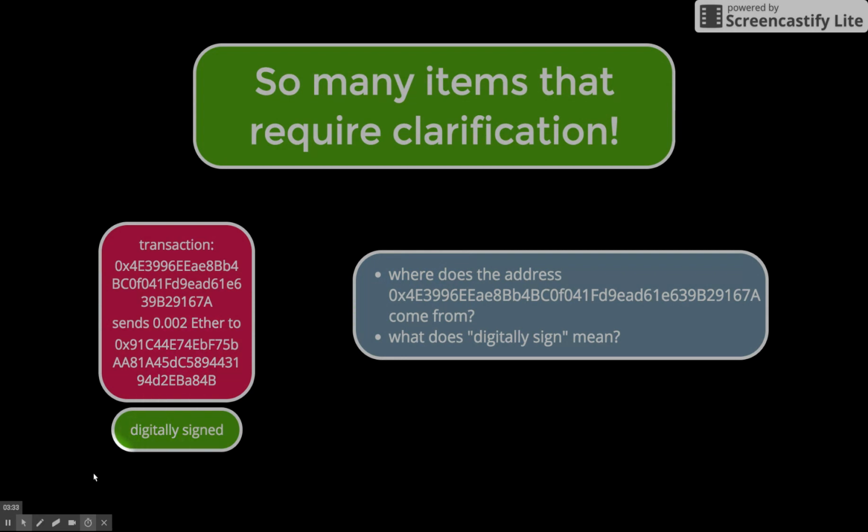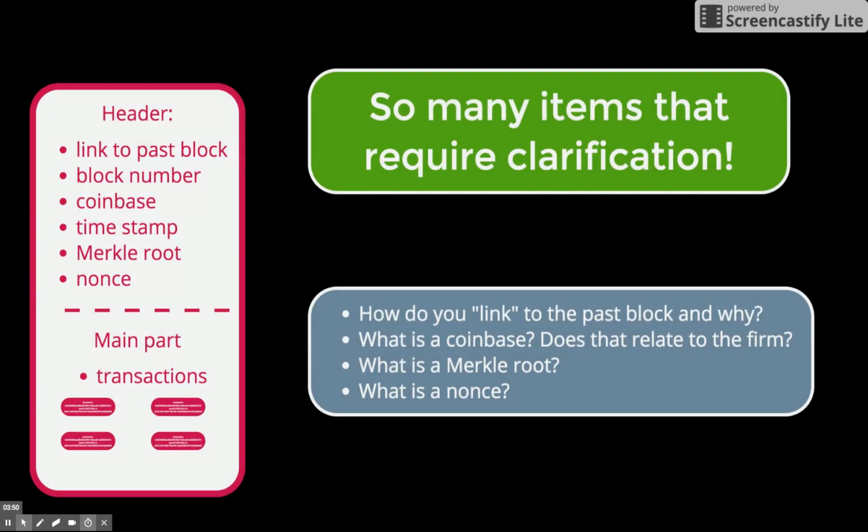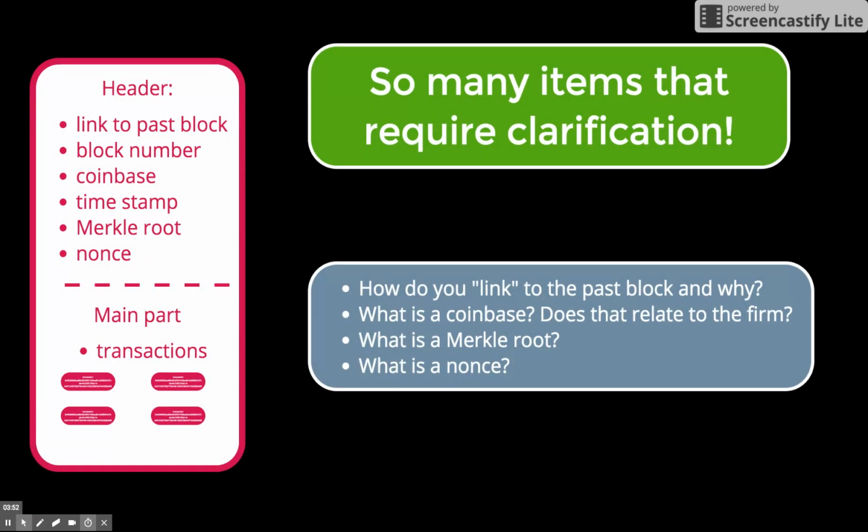All right, so as you can see, there are many items here that require clarification. So we have a transaction, right? And we say the transaction has been digitally signed. So we have to ask questions such as, where does the address come from? And what does it mean that I digitally signed this transaction? The next question that we have to ask is, well, where does the link come from? How do we get the link to the past block, and why do we have this link?